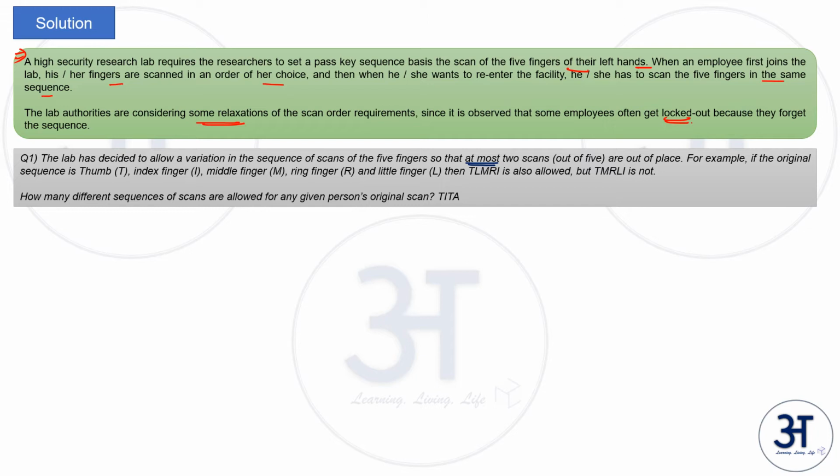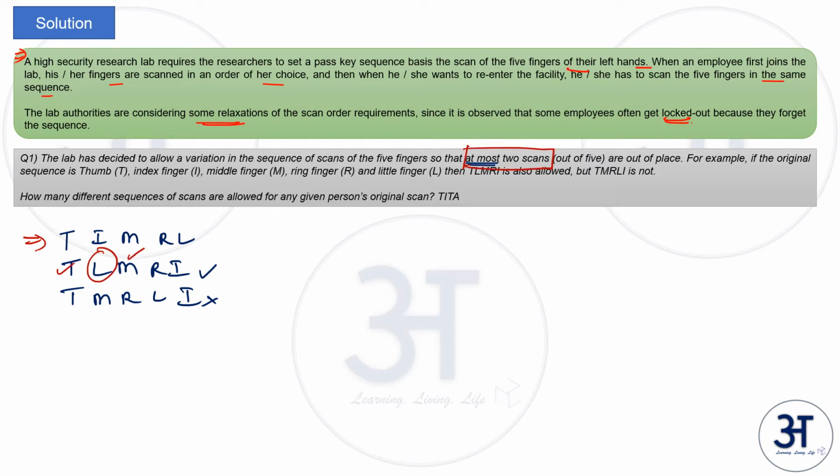So they gave an example also. For example, if the original sequence is TIMRL, then TLMRI is allowed, but TMRLI is not allowed. So once you consider the original sequence, let us see for the second sequence how many are out of place. It is given that at most 2 are allowed, right? So T is in place, L is out of place, MRI in place, again I is out of place, 2 out of place. So this is an allowed sequence.